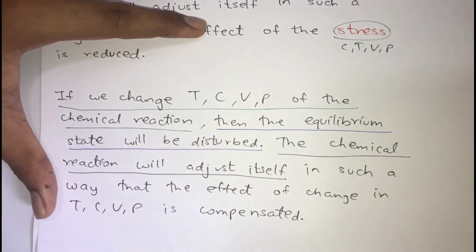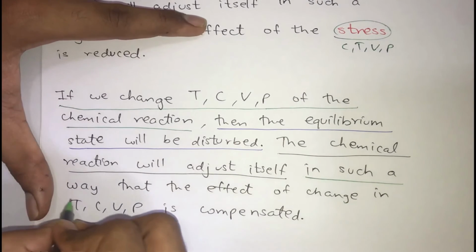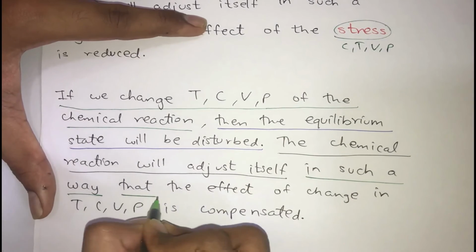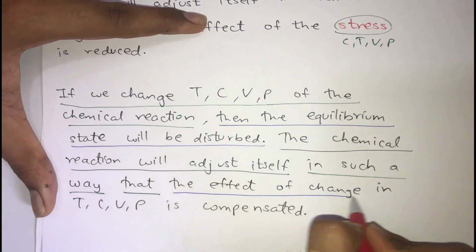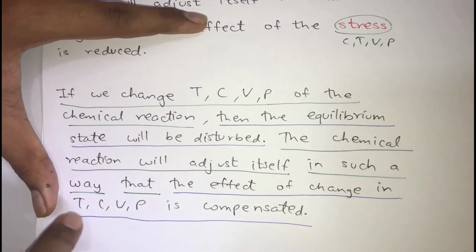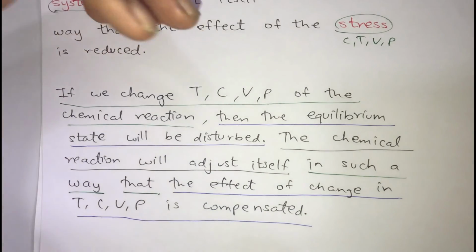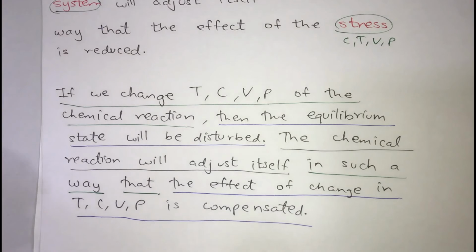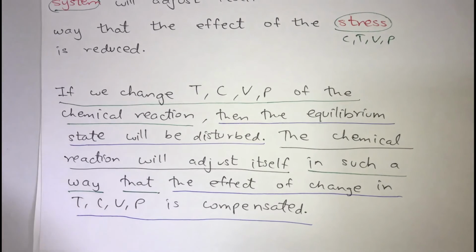And how is it going to adjust? It is going to adjust itself in such a way that the effect of the change in temperature, concentration, volume and pressure is compensated. So the chemical reaction is going to adjust itself in such a way that the effect of change in these four parameters will be compensated.